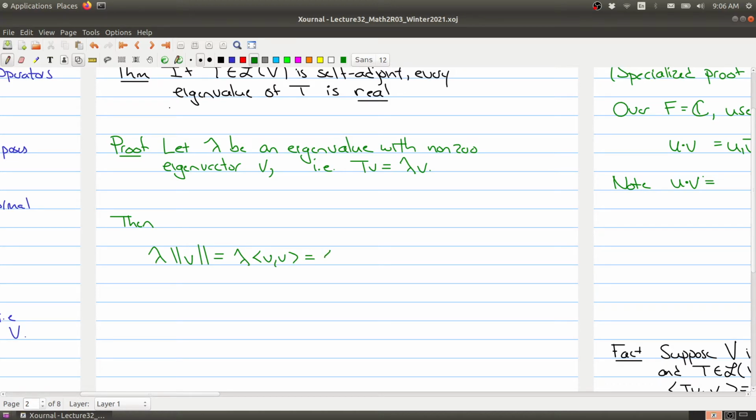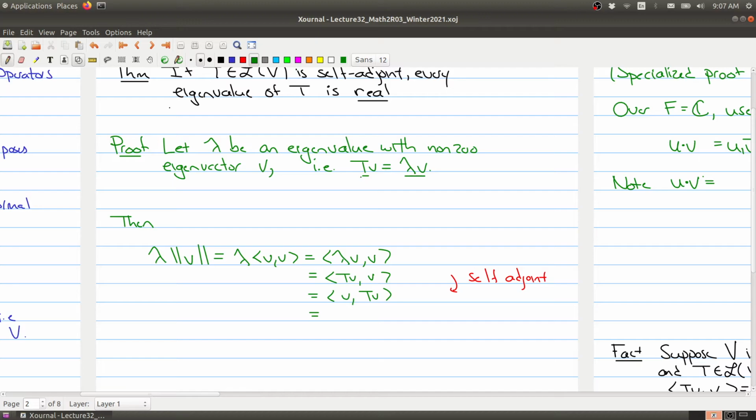We can bring in the lambda, because it's a constant, into the first spot, because it's an inner product. And now we use the fact that lambda v is equal to Tv, so we can replace that by using the fact that it's an eigenvalue. And here is the part where we're going to use the self-adjoint property, where this is the same thing as <v, Tv>.